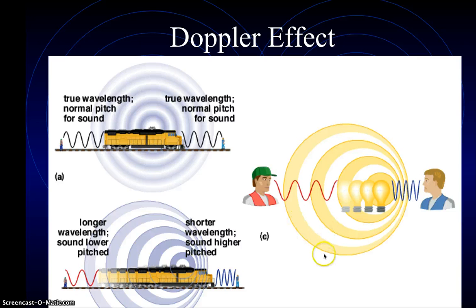It turns out that because light can be described as a wave, the same thing happens when we have a moving source of light. When we see it moving towards us, because the wavelengths get shorter, we say that they're going towards the blue end of the spectrum. So the light source shifts towards the blue, and we call that a blue shift. If the light source is moving away from us and the wavelengths are getting longer, we say they're moving towards the red end of the spectrum, and we call that a red shift.